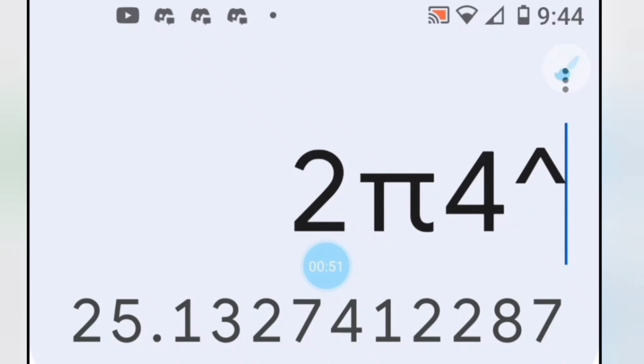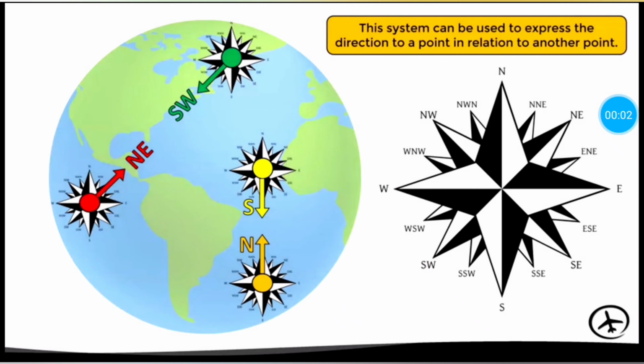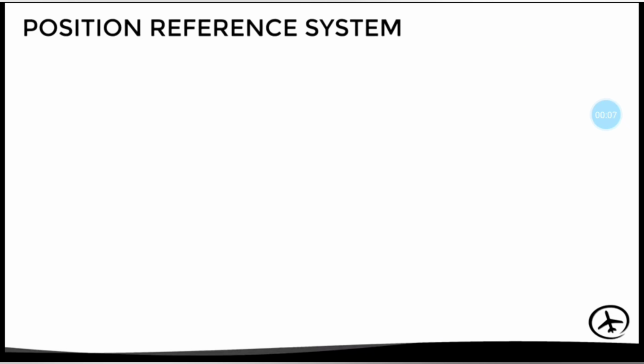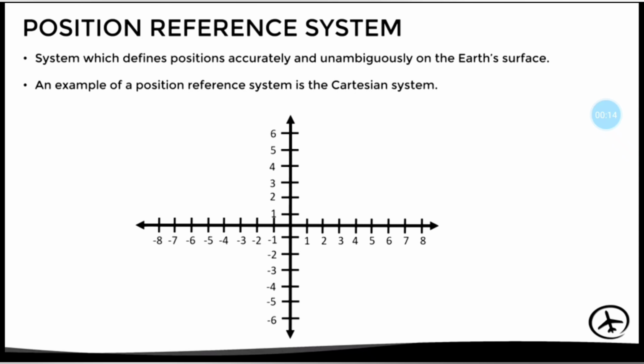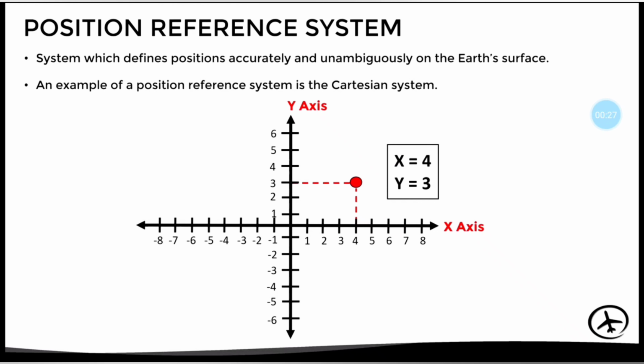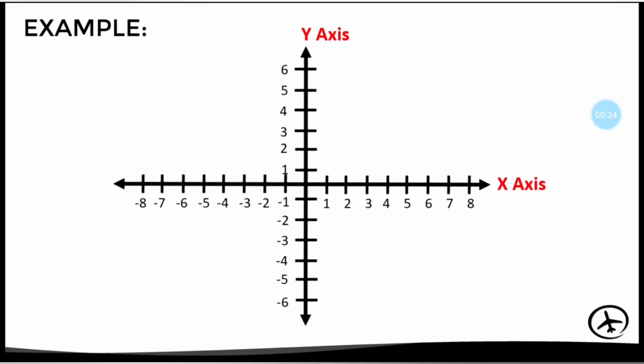System is used to express relative directions, rather than for expressing exact positions on the Earth. For that, we need a position reference system where each position is precisely and unambiguously defined on the Earth's surface. An example of a position reference system is the Cartesian system. In this case, two reference axes are used, with which it is possible to express any position precisely by means of Cartesian coordinates. For example, if we want to express the position of this red point, we can observe that it is located at 4 units on the x-axis, and at 3 units on the y-axis, so the Cartesian coordinates for this point would be x4 and y3. So using these axes as reference, we can accurately and unambiguously express the position of any point within the scale, as we can see here.